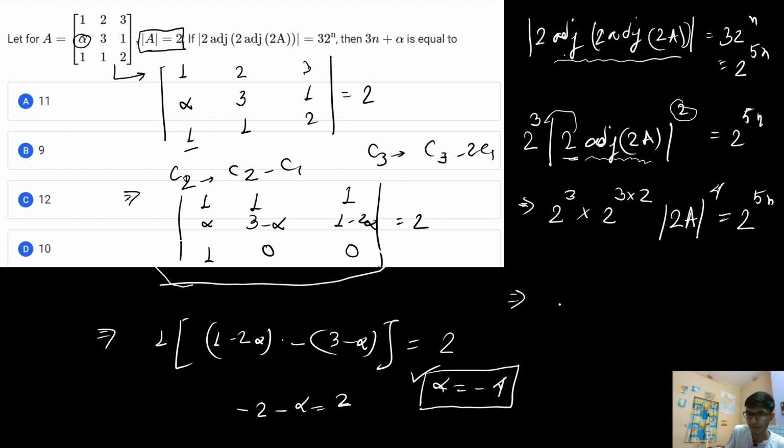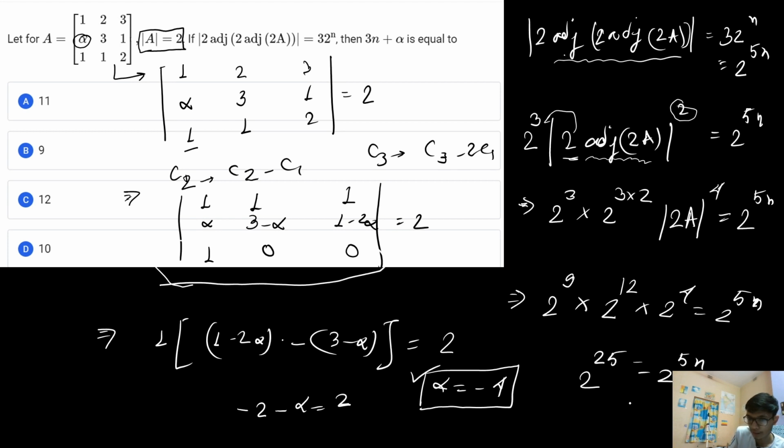So if I calculate, this will be 2 to the power 3 and this is 2 to the power 6, this is 2 to the power 9 into, and if I take 2 common from here, this is 2 to the power 3 and to the power 4, that is 2 to the power 12 into determinant of A to the power 4, and the determinant of A to the power 4 is basically 2 to the power 4, and this is equal to 2 to the power 5n. From here, this is 2 to the power 16 plus 9, that is 2 to the power 25, which is basically equal to 2 to the power 5n. So from here I will get the value of n as 5.